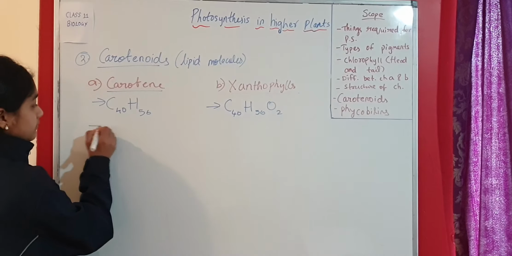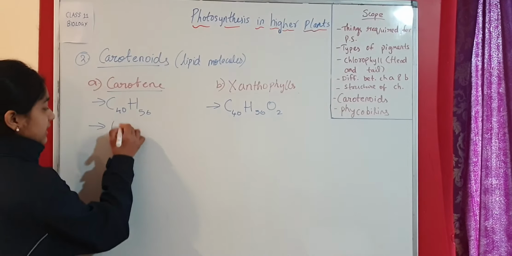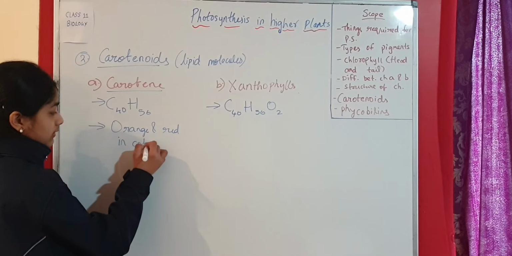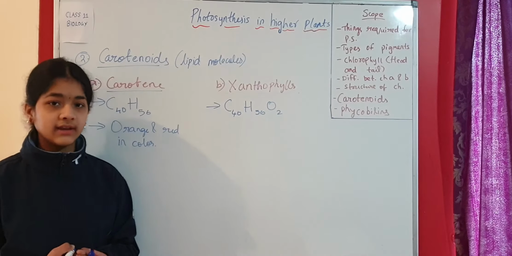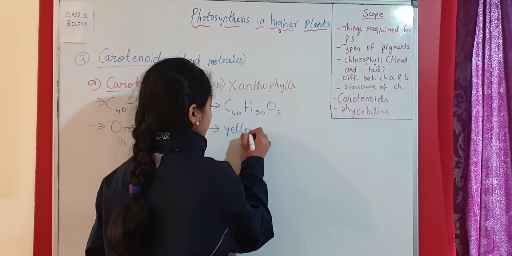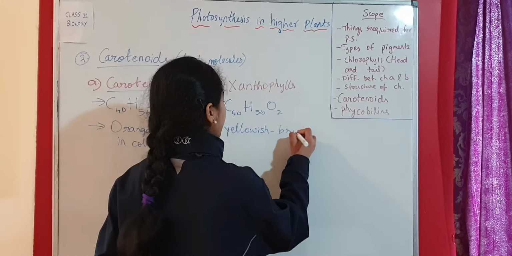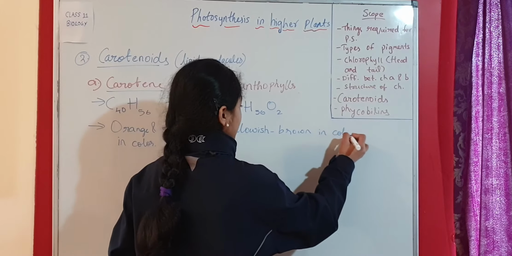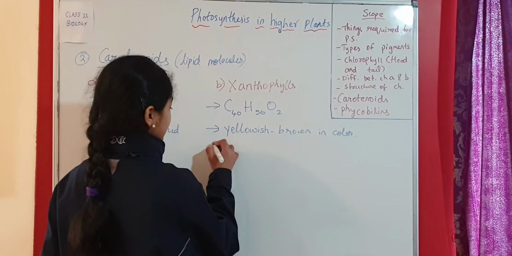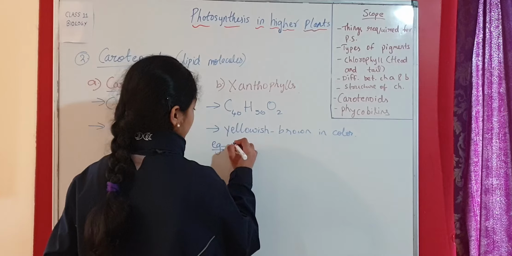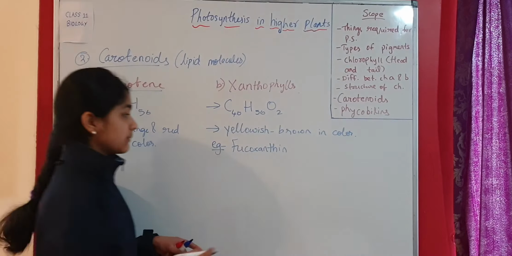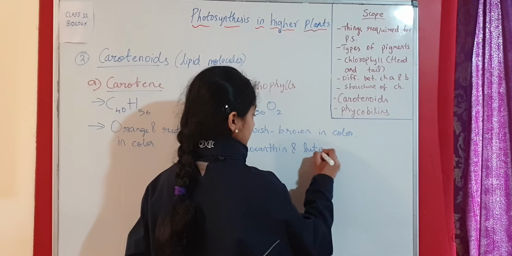Coming to the color, carotene is usually orange and red in color. So it's orange and red in color in case of carotene. Xanthophyll is yellowish brown in color. And some examples of xanthophylls. So examples of xanthophylls are fucoxanthin. So fucoxanthin is one example, and lutein.